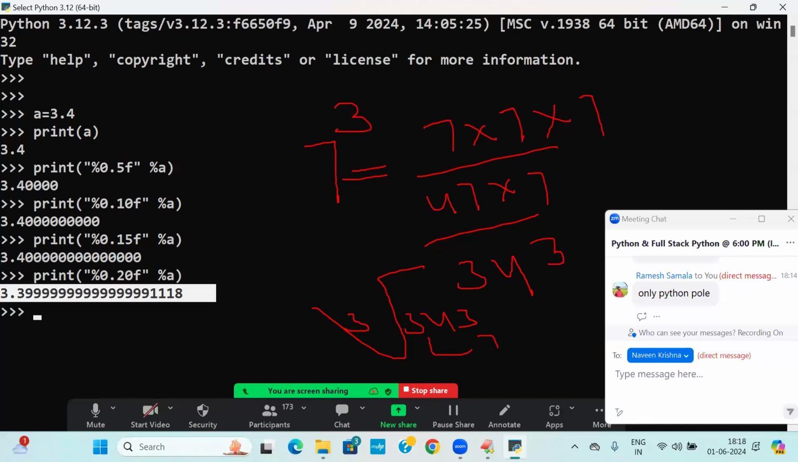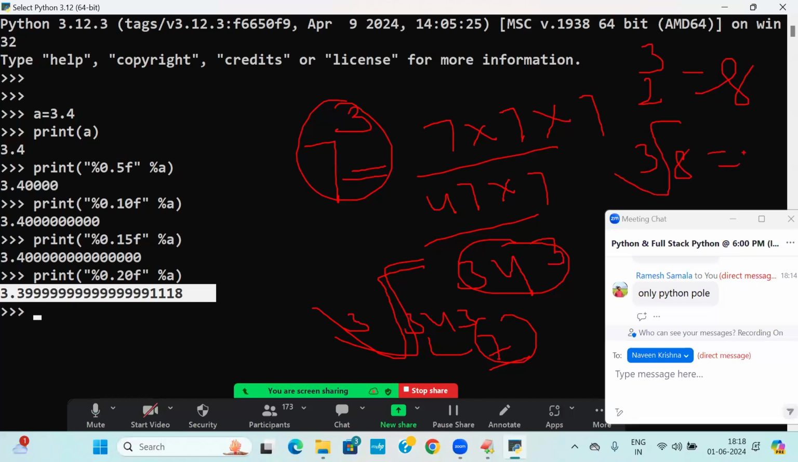Cube root of 343 is 7 only, no? 7 cube is nothing but 343, and cube root of 343 is nothing but 7 only. First of all, 2 cube is equal to what? 8. Cube root of 8 is called what? 2 only. You don't know this?